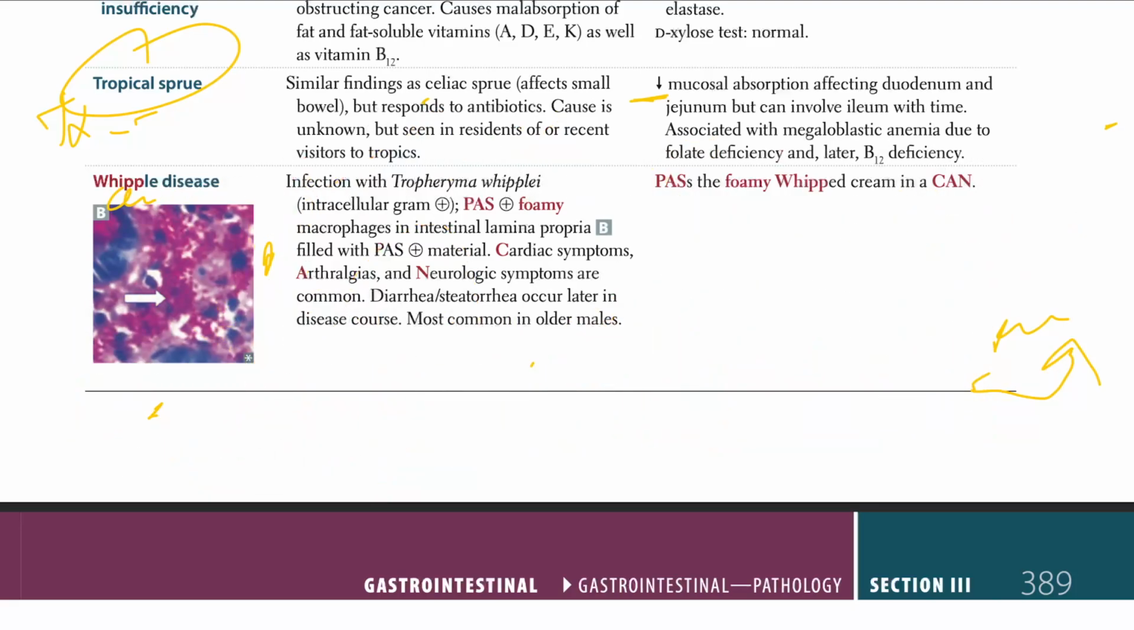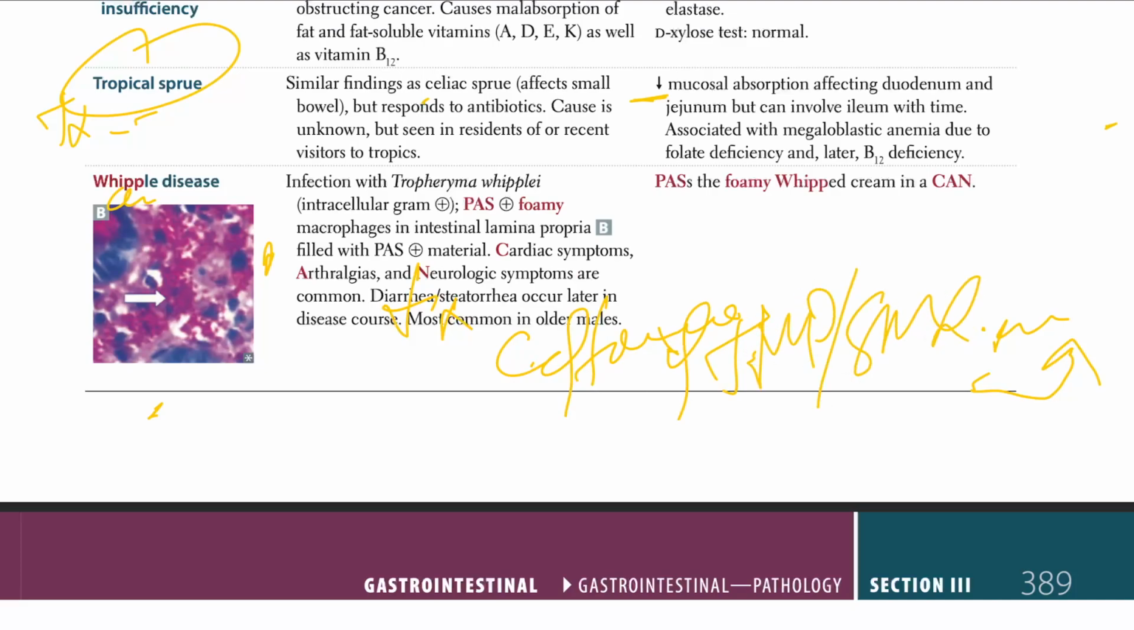Okay, treatment for this again. You can give antibiotics. Which antibiotics? Ceftriaxone, followed by trimethoprim-sulfamethoxazole. Okay.